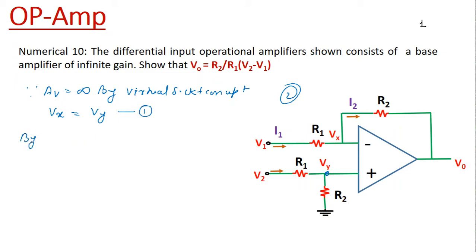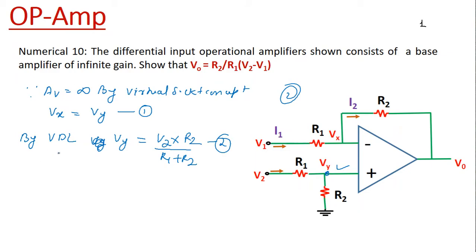Now by the voltage divider rule we find out Vy. Vy will be equal to the total voltage, that is V2, into the resistance across which Vy exists, that is R2, divided by R1 plus R2. This is our equation number 2.